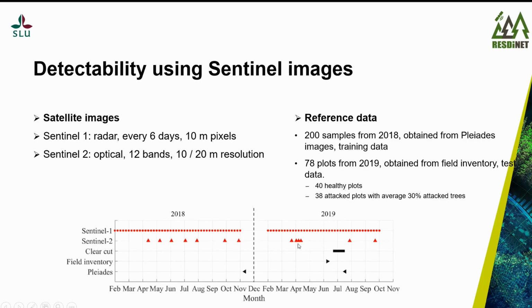And then in 2019, we don't have a good image with the cloud condition, so we didn't obtain any image during these key periods in May or June. But then we use 78 plots from the field inventory. We use them as a test data set. So we train the data the year before and get the parameters, and then we test again for the next year.